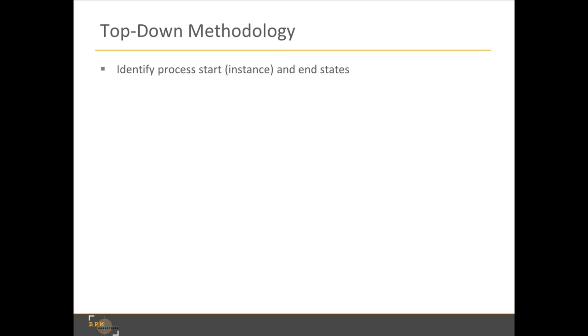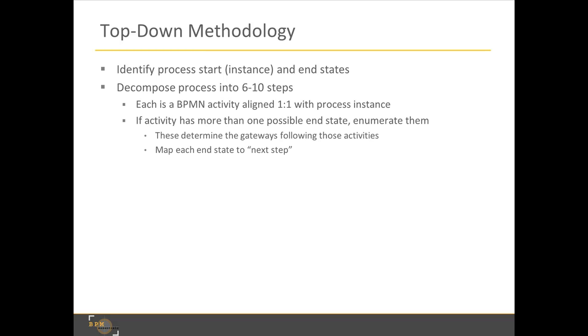The wizard follows the top-down methodology. First, it asks how the process starts. That identifies the process instance and its possible end states. That scopes the process. Next, it asks you to decompose this process into 6 to 10 steps, a small number so the whole process at a high level fits on one page.